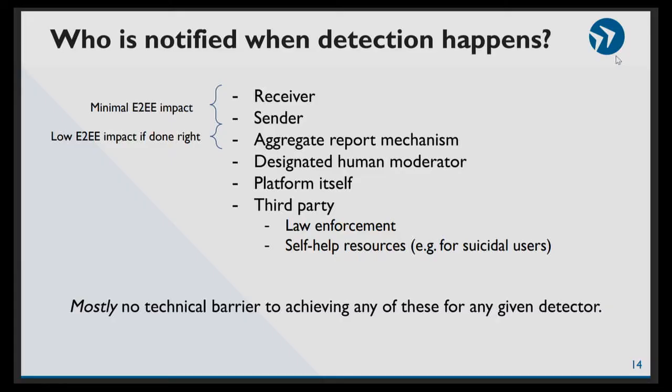Okay, and the other sort of big question when you're designing a content moderation system for end-to-end encryption is who is notified when detection happens. So a notification that some kind of detection has occurred is already a response, one of the things that you might do in response to detecting something. If you're just informing the receiver and the sender, there's not that much of an end-to-end encryption impact. There might be a little, but you're already sort of keeping the information gained to just the ends of the communication, which is in keeping with the principles of E2EE.